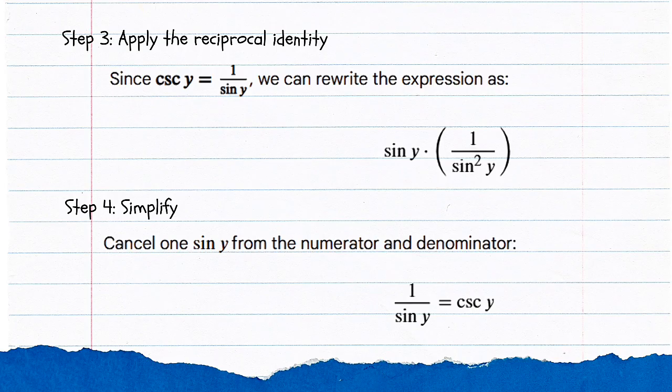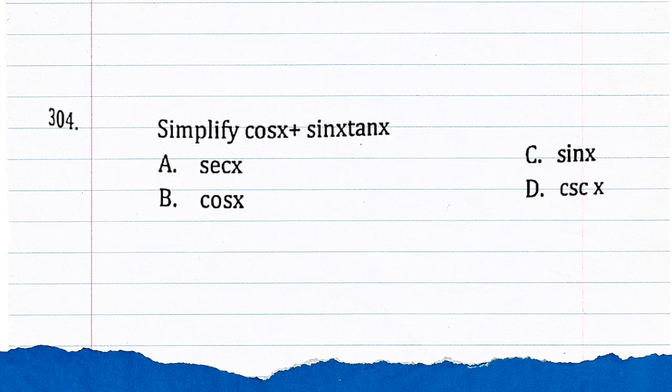Step 4 is to cancel out one sine y from the numerator and denominator. Therefore, the remaining is 1 over sine y, which is equivalent to the reciprocal of cosecant y.